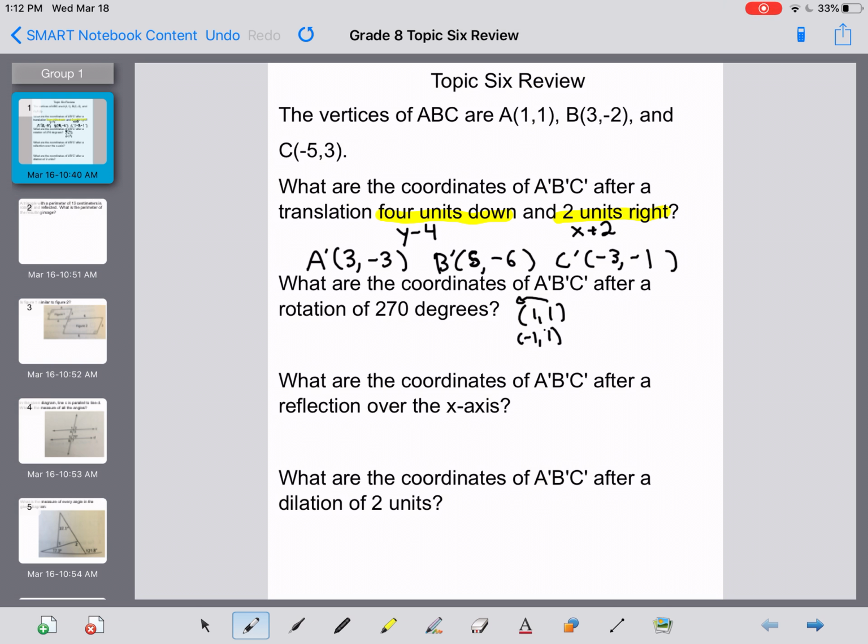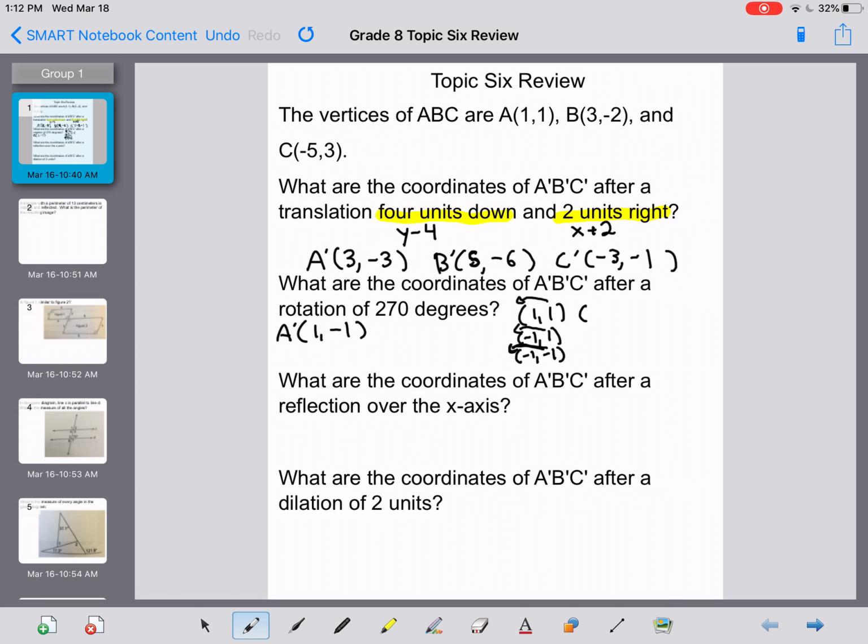That was only 90 degrees, so I have to do it again. When I do it again, I get -1, -1. Now since that was twice, that's 180. So I do it one more time. When I do it one more time, I get my final answer of A prime, which is 1, -1. Because I move my back number to the front and I change the sign.